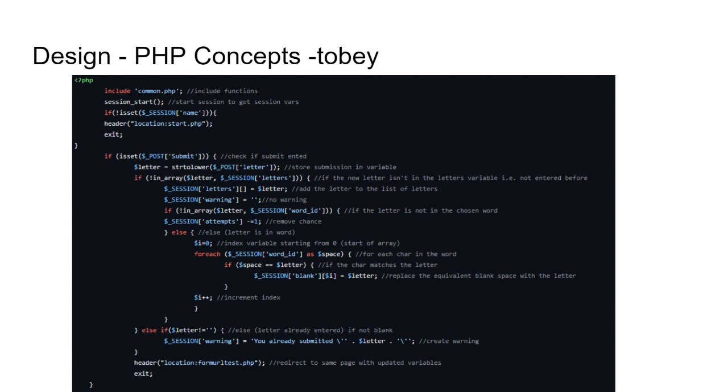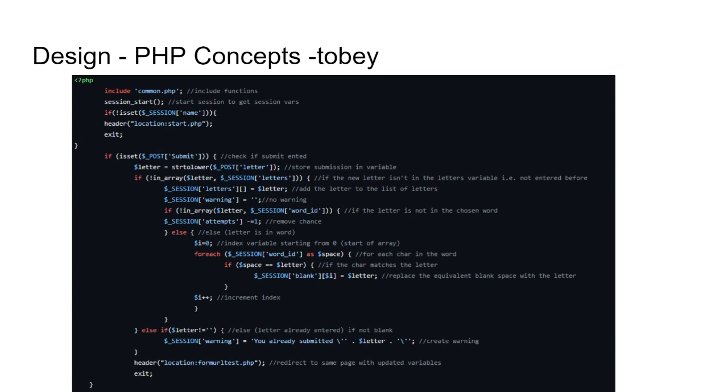Once submit is checked, the inputted letter, turned to lowercase to prevent any capital letters messing it up, is checked whether or not it's already submitted in the array of letters representing already used letters. If it's not in there, then the letter is added and no warning is generated. And then it checks whether or not it's in this session word ID, which is the selected word. If that letter is not in there, the attempts are decreased.